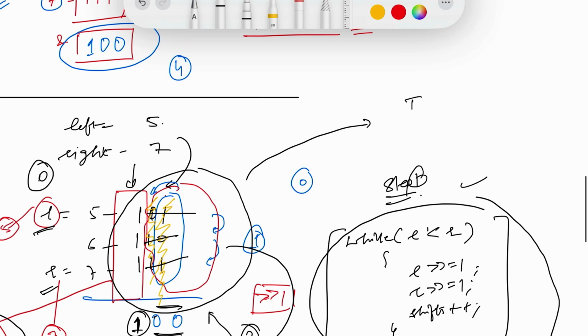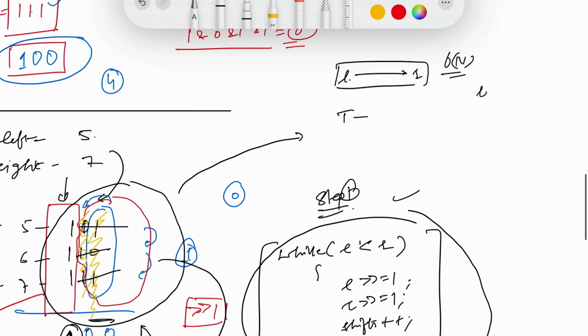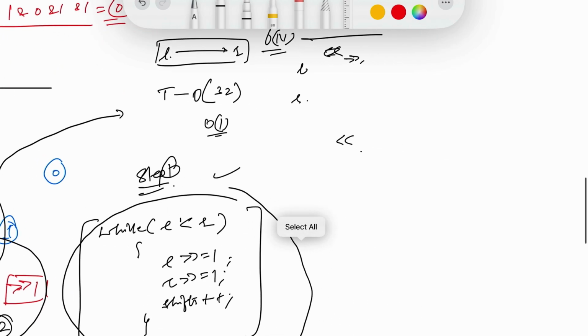So what is the time complexity? In the previous brute force approach, we were iterating from left to right, so it was order of n. Here we are not iterating over our whole range. We are just evaluating left and right, making the right shift in the starting, and in the end we are doing the left shift. In an integer, it is already fixed that we have 32 bits, so in the worst case, it can be order of 32. It means that it is a constant time solution. So the time complexity is order of 1.